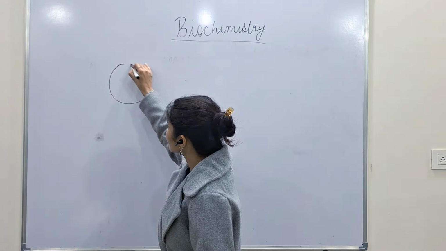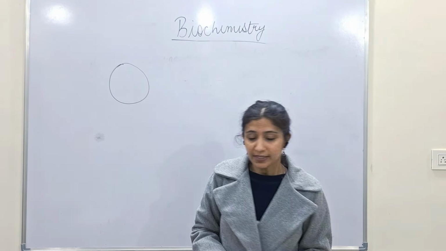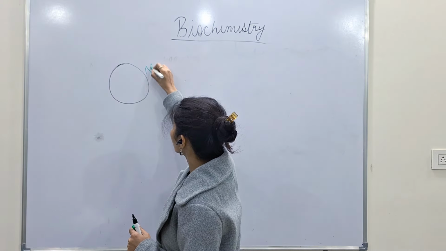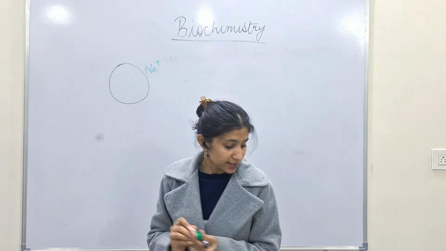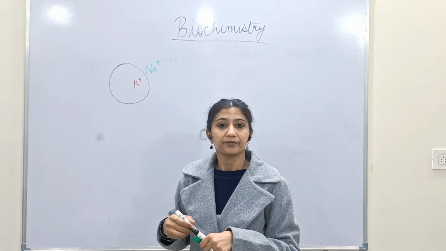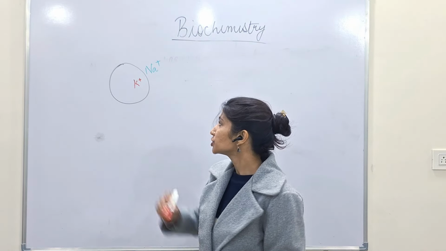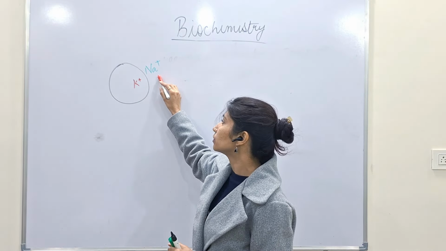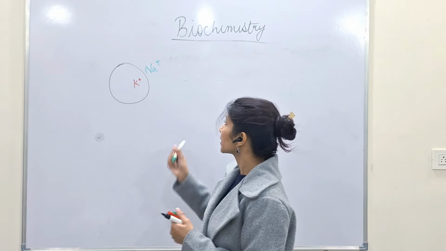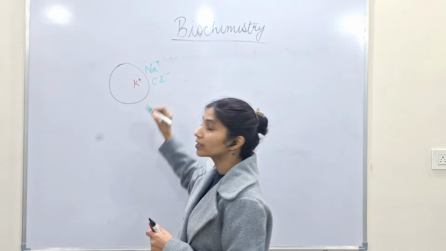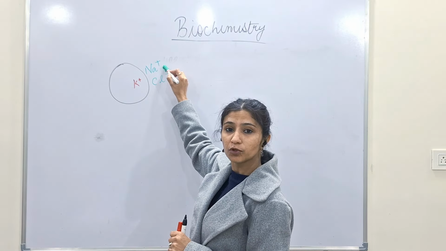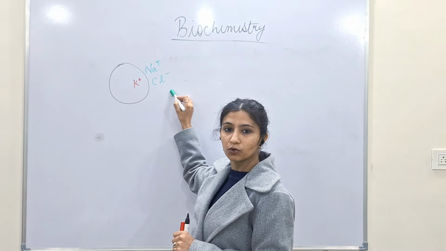So if we just consider this is our cell, and we say there are mainly two types of ions, the major ones: the sodium ion, which is present outside the cell, and the potassium ion, which is present inside the cell. Sodium and potassium are antagonists, potassium present inside and sodium present outside. Now, a very interesting topic here is that along with the sodium, we have the chlorine ions also present outside the cell. The concentration of sodium ions is always more than the chlorine ions.